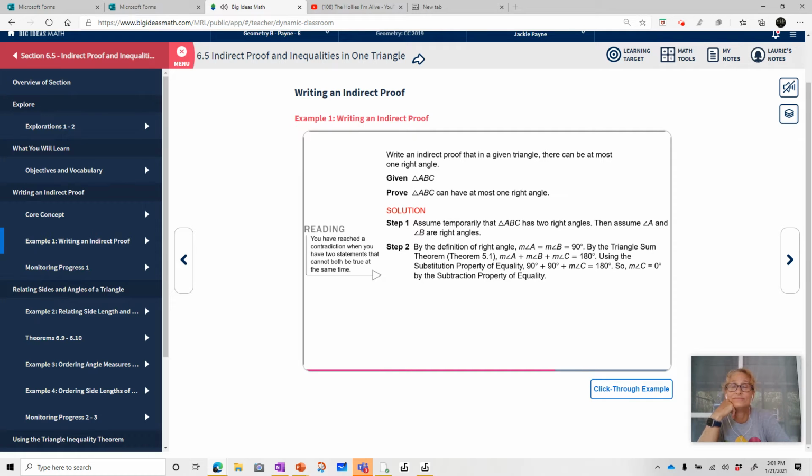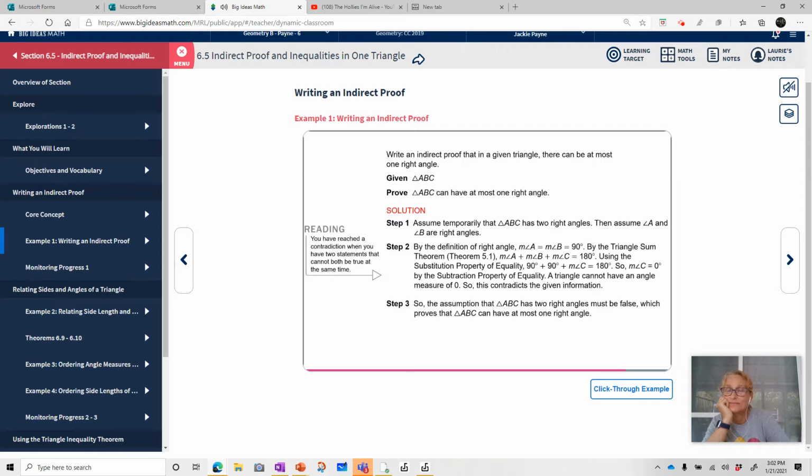You have reached the contradiction when you have two statements that cannot both be true at the same time. A triangle cannot have an angle measure of 0, so this contradicts the given information. Step 3. Point out that the desired conclusion must be true because the contradiction proves the temporary assumption false. So the assumption that triangle ABC has two right angles must be false, which proves that triangle ABC can have at most one right angle.